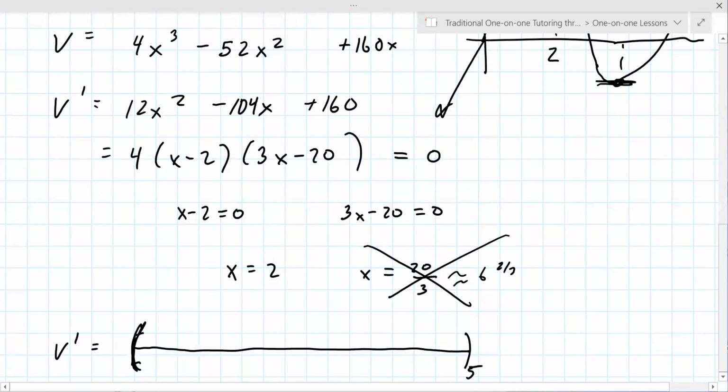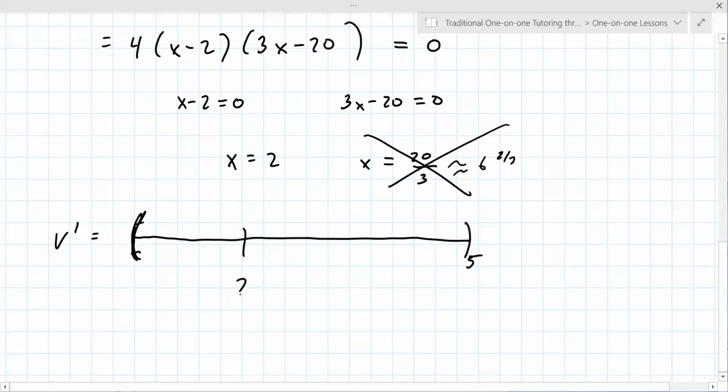Okay. So you put your 2 here, and you test points. I think we were doing this last time. You test maybe 1, and maybe 3. You're looking to see whether this line right here is positive or negative. So when you test 1, 1 minus 2 is negative, 3 minus 20 is negative. So you have positive, negative, negative. That makes a positive.